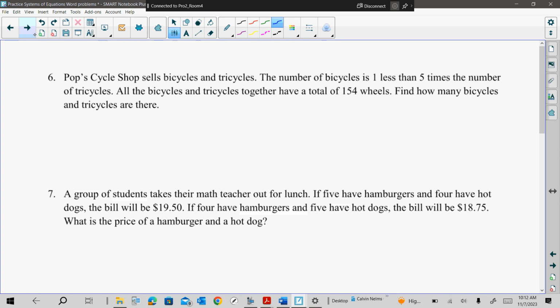All right, so we're gonna let you focus on the back. I'll put up just some hints as you're working just to see if you're on the right track. Like, I would break it down a sentence at a time. Like here, they're talking about selling bicycles and tricycles. Okay, so that's our two unknowns.